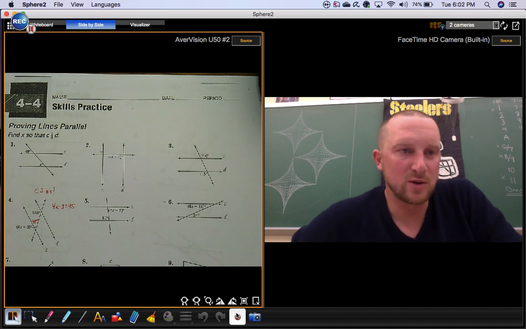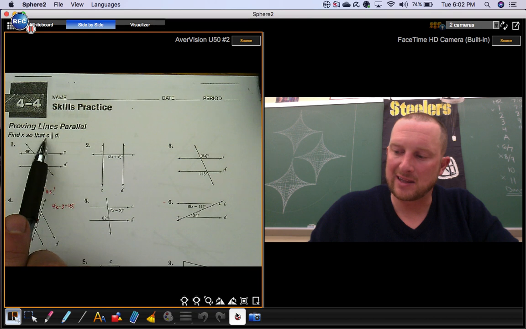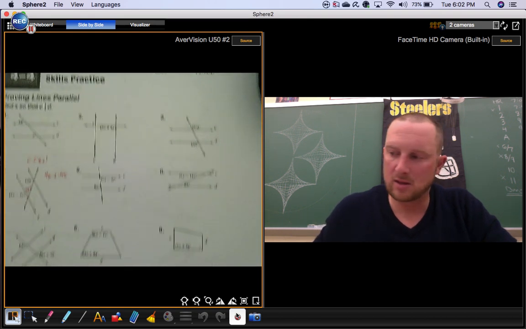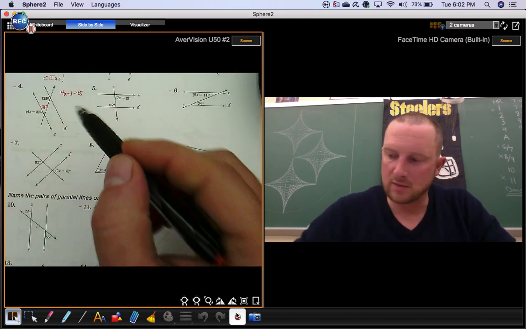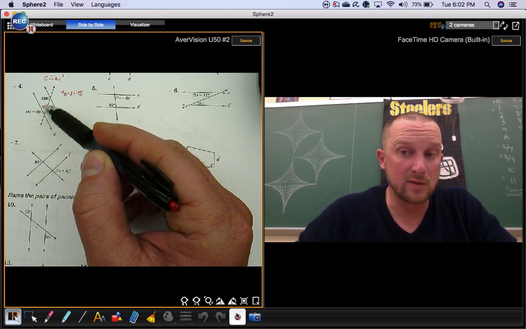Skills Practice worksheet for section 4.4. We want to find the value of x so that line C is parallel to line D. So the first thing you need to do is recognize the relationship that the angles that they give you have.